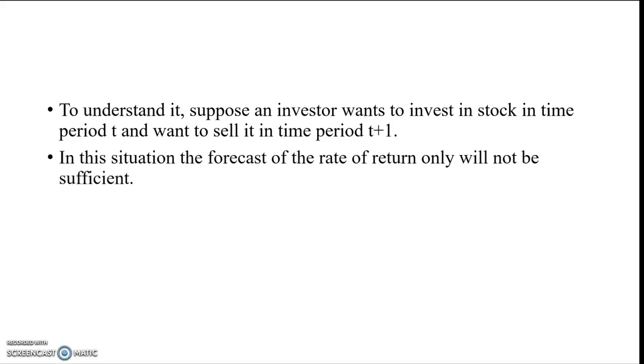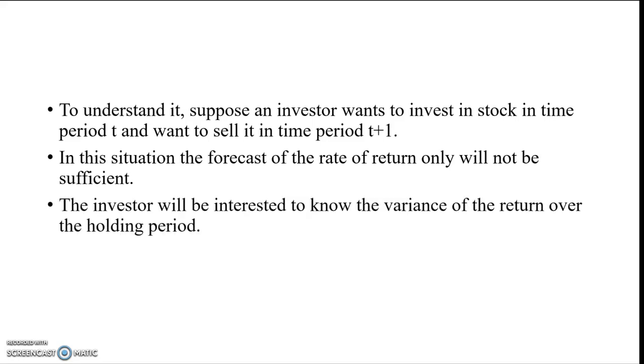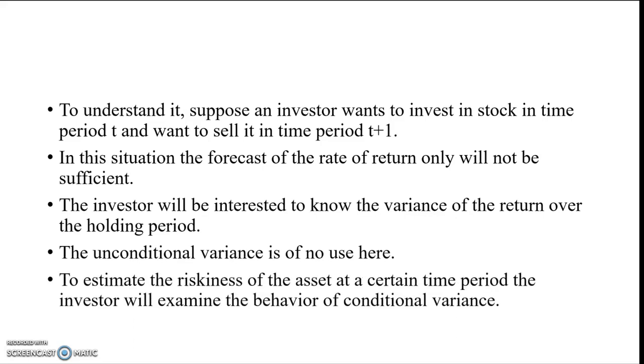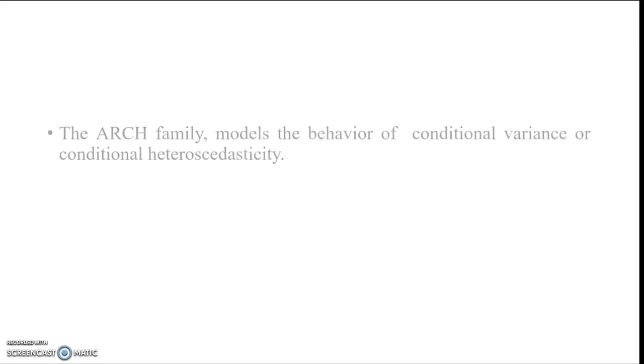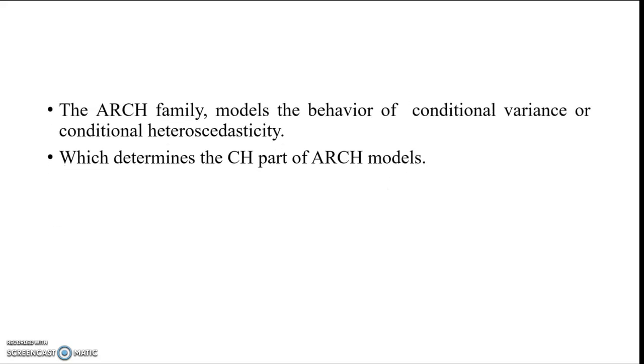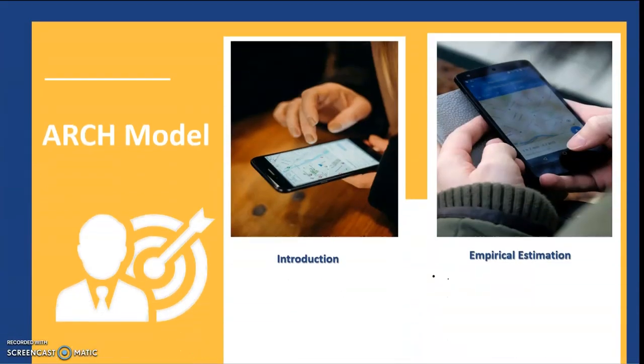In this situation, the forecast of the rate of return only will not be sufficient. The investor will be interested to know the variance of the return over the holding period. The unconditional variance is of no use here. To estimate the riskiness of the asset at a certain time period, the investor will examine the behavior of the conditional variance. Now, regarding the ARCH family, these models model the behavior of conditional variance or conditional heteroscedasticity, which determines the CH part of the ARCH model, that is the conditional heteroscedasticity part of the ARCH models.